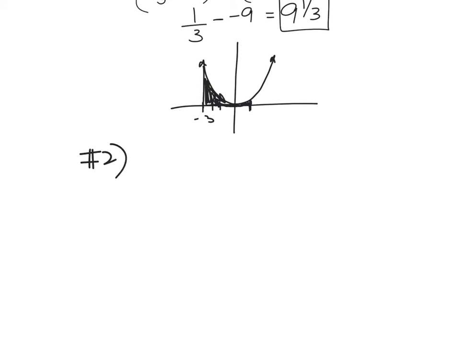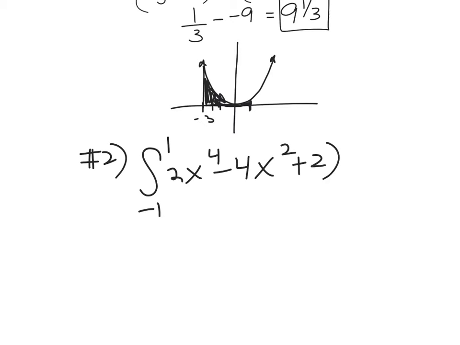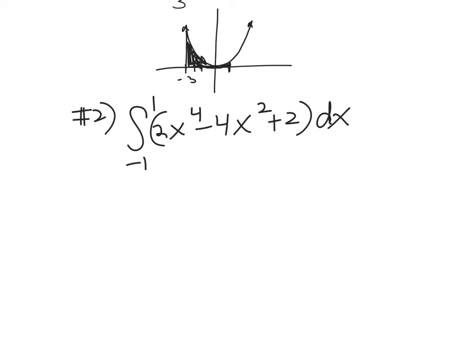Number 2. So you can't use your calculator to do the F and I and T. I'm sorry. We're going to integrate from negative 1 to 1 of 2x to the 4th minus 4x squared plus 2, all that in parentheses, dx. All right, you ready? That's gross. Okay, so here we go.